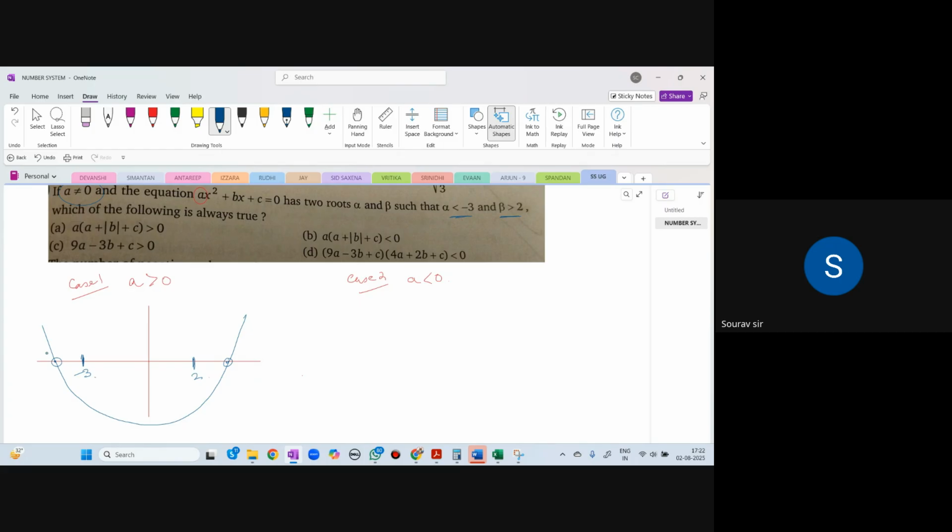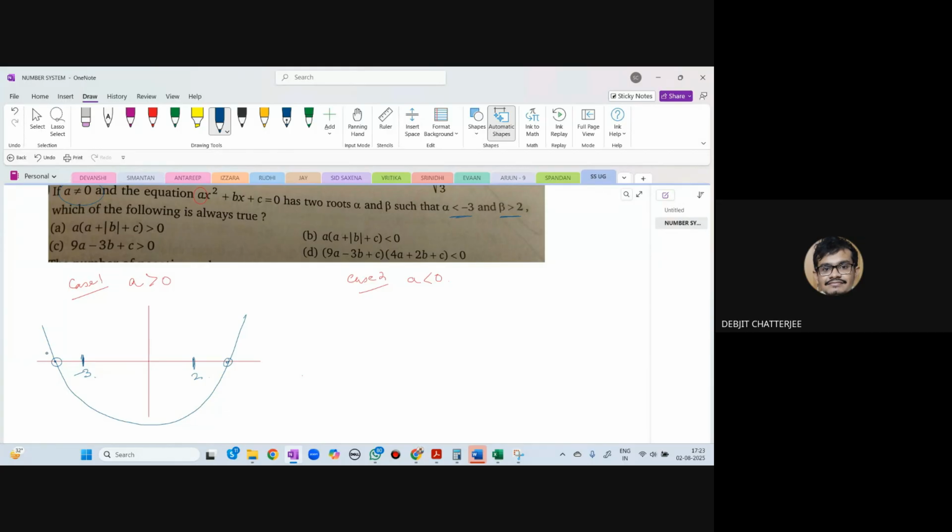Okay. Why will the parabola go like this? Because one root is negative, less than -3, and the other root is greater than +2. The correct answer is option B. Can you explain why option B? Sir, because it is given that alpha is less than -3 and beta is greater than 2.